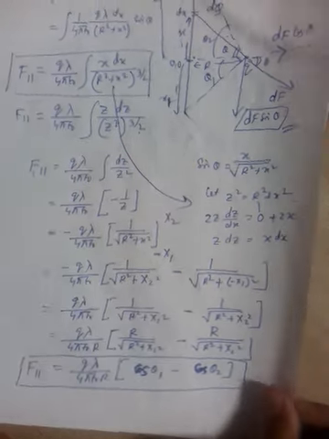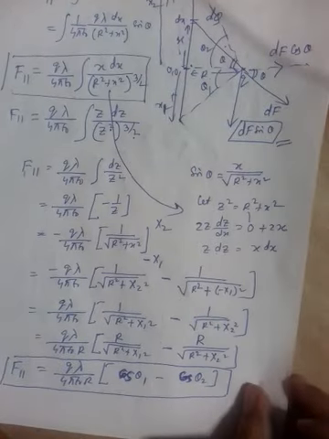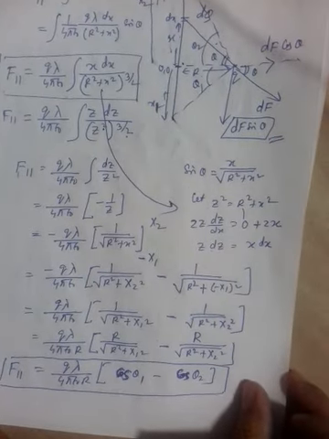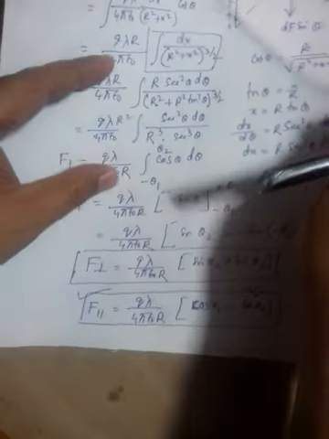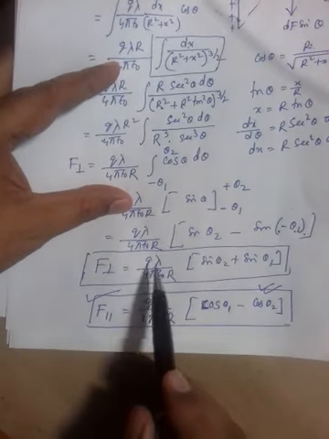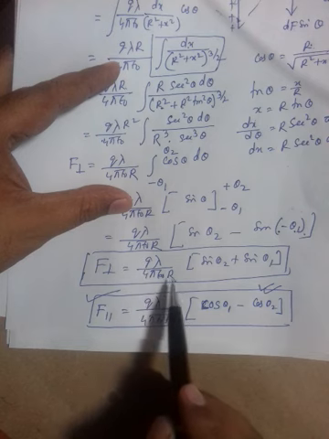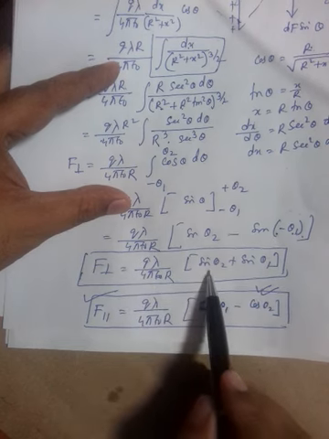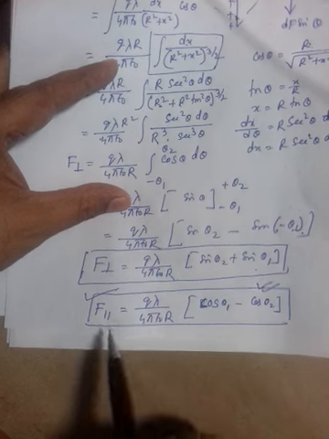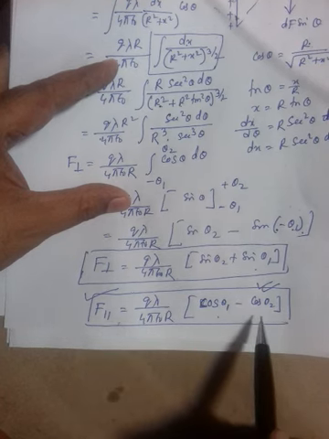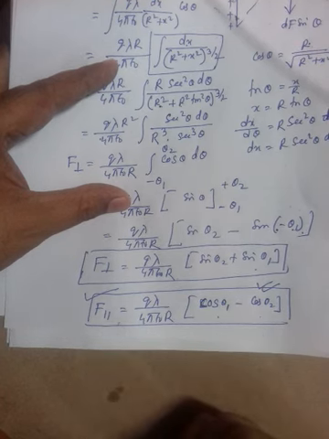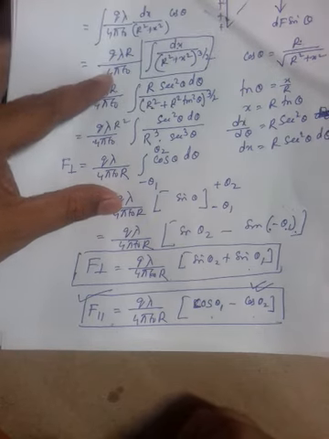So whatever answer comes, it is divided into two parts: one force in perpendicular direction, one force in parallel direction. In both cases the common part is the same, q lambda by 4 pi epsilon naught r. In perpendicular direction, sine of theta 2 plus sine of theta 1. In parallel direction, cos of theta 1 minus cos of theta 2. I hope the idea is clear.